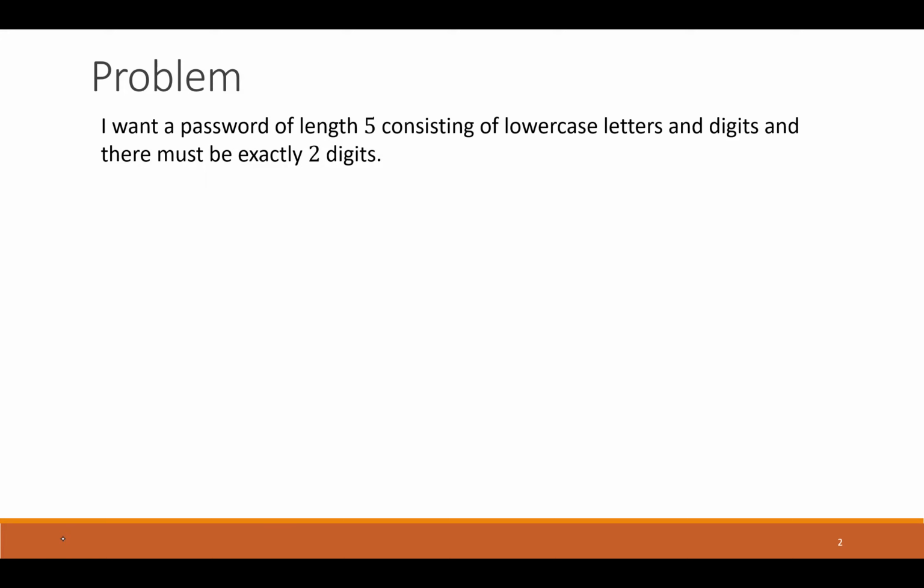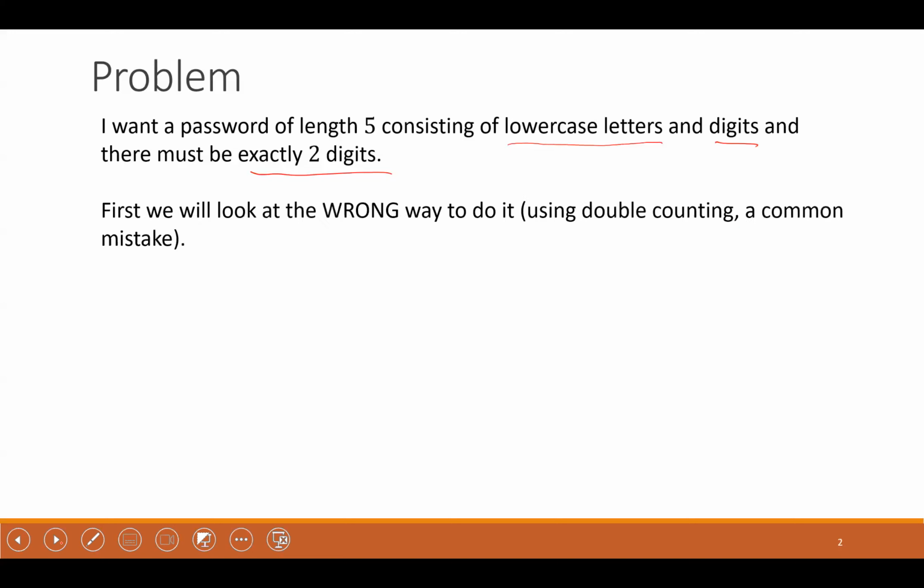Let's say I want a password of length 5 consisting of lowercase letters and digits, and I need exactly 2 digits. This is just a smaller version of one of your assignment questions. The first thing we're going to do is look at the wrong way to do it, a common mistake, and then the rest of the lesson is on binomial coefficients and the right way to do it.